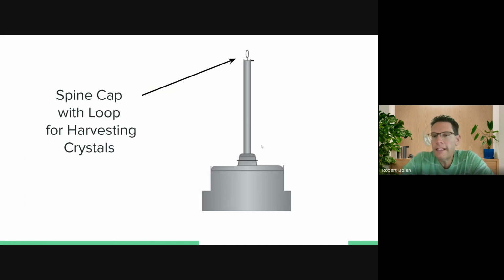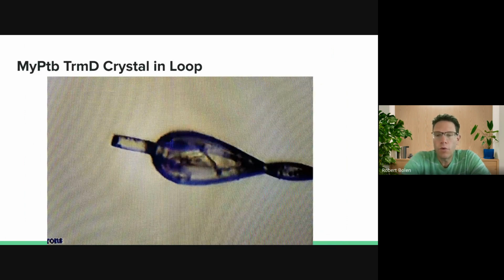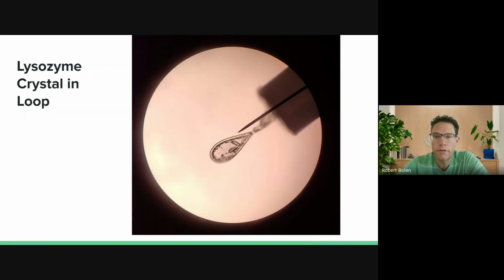So this is what the SPINE cap looks like, and that's the little loop at the top of the cap that's used for harvesting the crystals. And if we zoom into that loop, that's what one of the protein crystals actually looks like in that loop. So this is a picture that I actually took from the beam line while we were preparing the crystal for data analysis. So soon after we took this picture, we shot it with X-rays, and we were able to get a diffraction pattern of what that protein looks like.